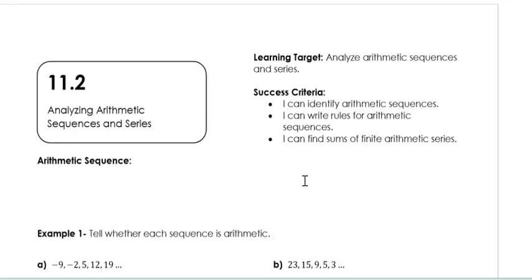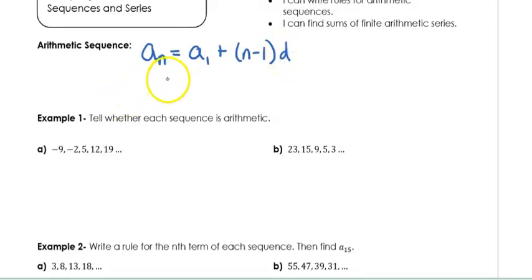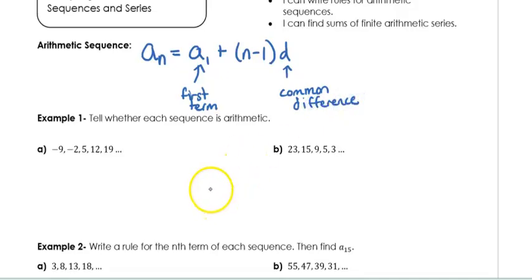First, let's learn what an arithmetic sequence is. The formula for an arithmetic sequence is a sub n equals a sub 1 plus, in parentheses, n minus 1 times d. A sub 1 represents the first term, d represents the common difference, and n is the number of terms that you're on.